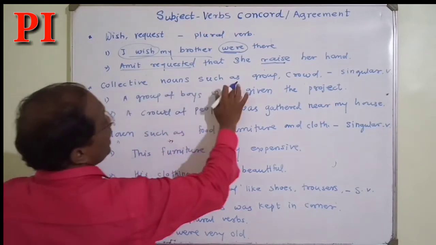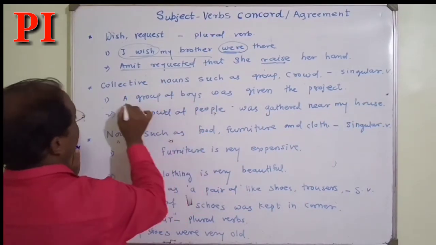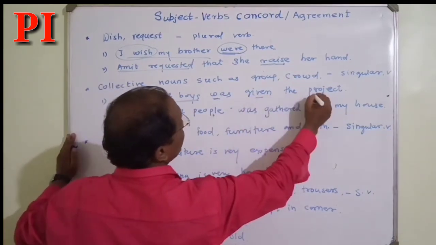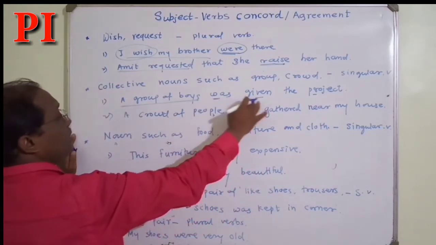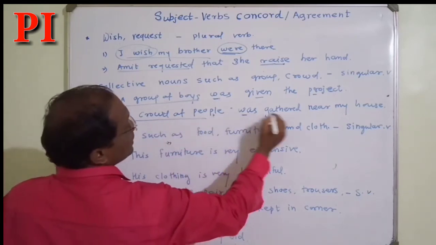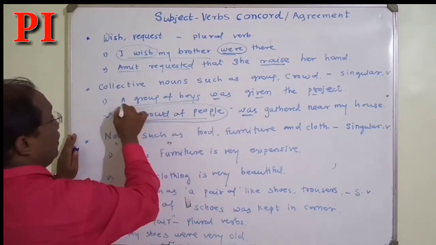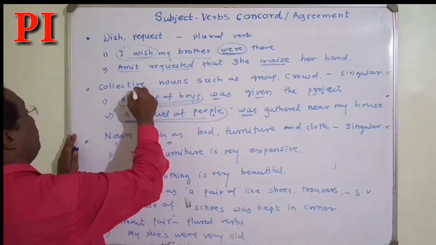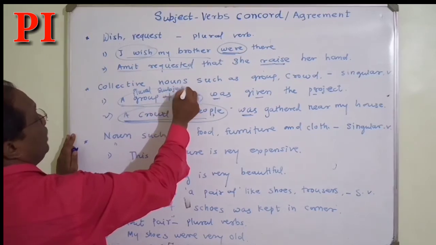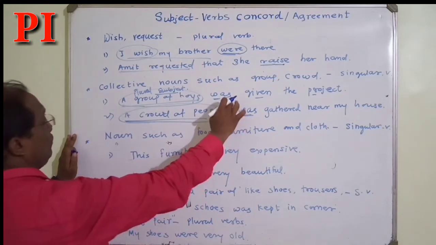Second, collective nouns such as group and crowd. At that time use a singular verb. "A group of boys was given the project." And the next one: "A crowd of people was gathered near my house." Actually, a plural subject is there, but with a group, a collective noun, we use a singular verb here.